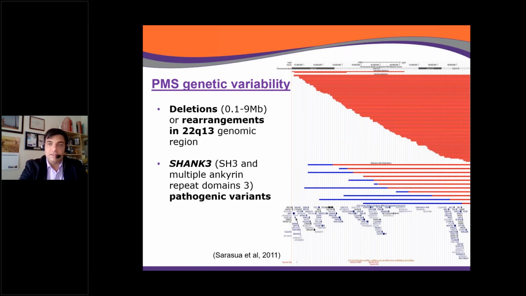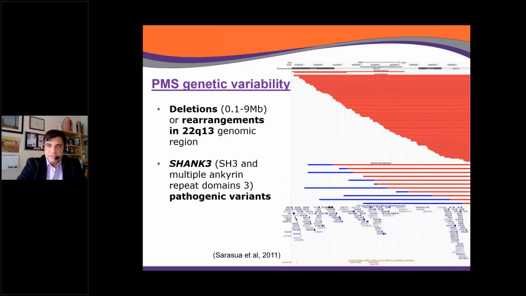But there are also other types of rearrangements, like ring chromosome 22, translocations, and interstitial deletions, as you can see in the top 2 bars here. So deletions that do not involve the telomere. Or there could be pathogenic variants affecting the SHANK3 gene, which is down here. I don't know if you can see it, but it's one of the last genes, so one of the closest genes to the telomere. And it is a very important gene in synaptic stability and formation, and therefore it might be linked to several neurological features in PMS.